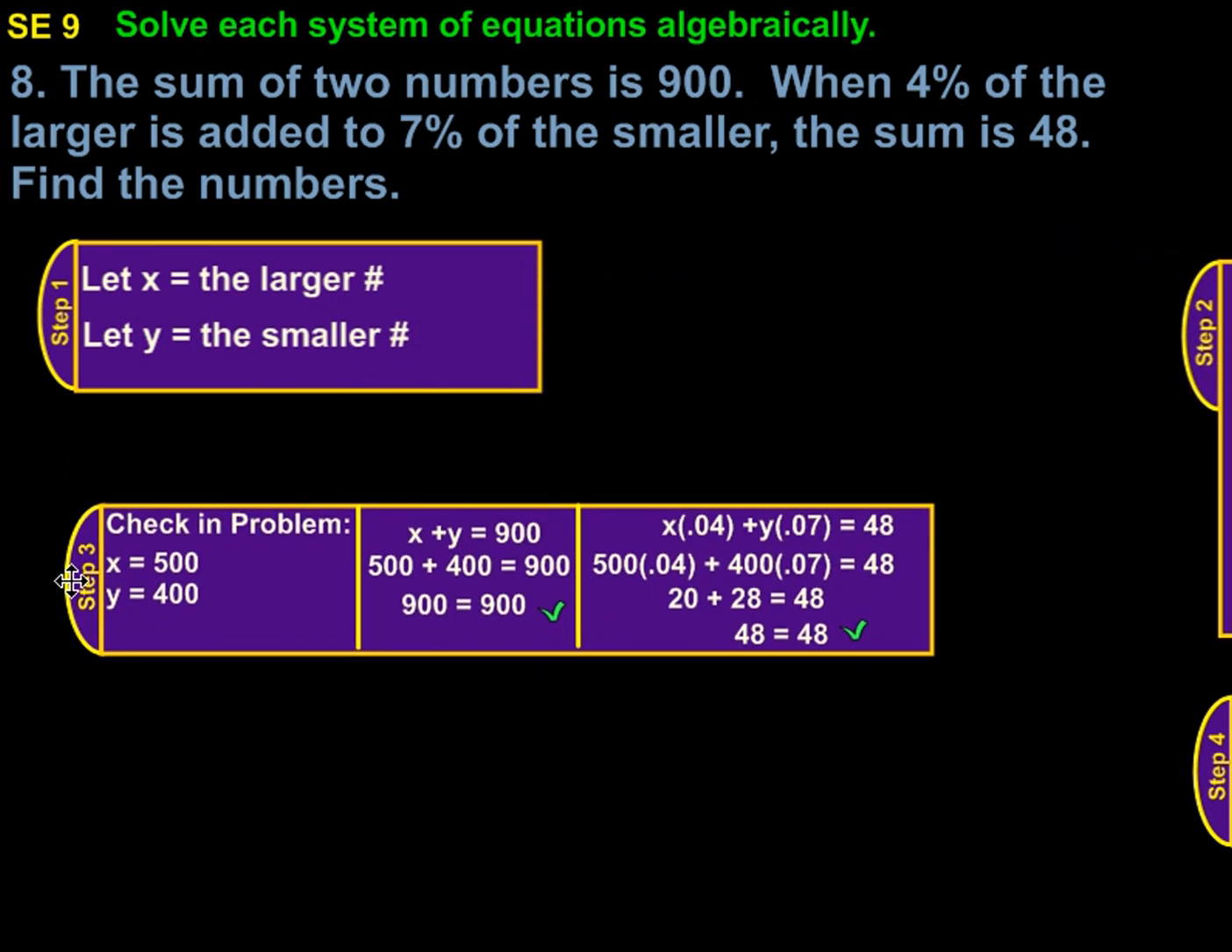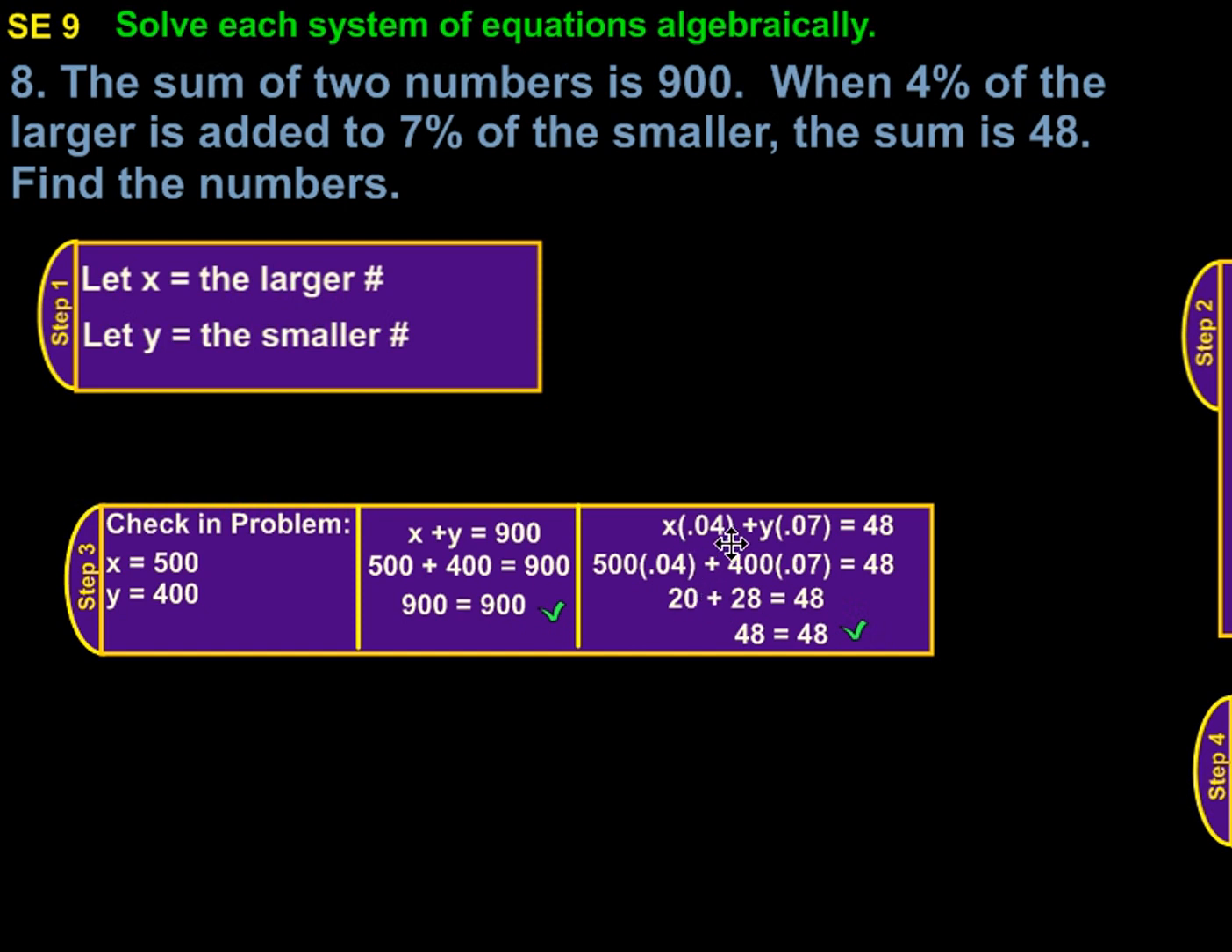So as I come over here, I have solved x as 500, y as 400. I know that x plus y has to equal 900. So if I plug in 500 for x and 400 for y, 500 plus 400 equals 900. 900 equals 900, so the check works.